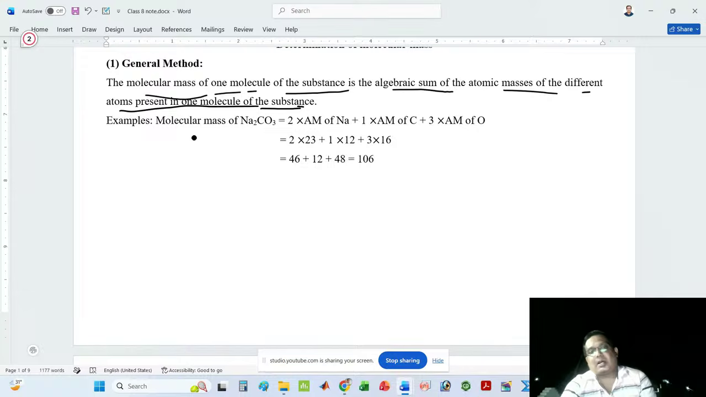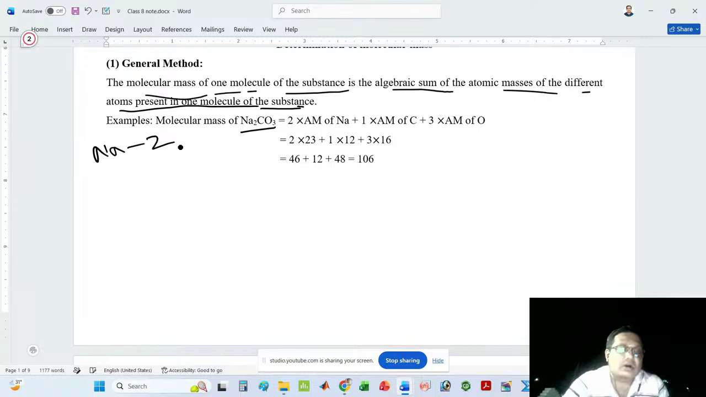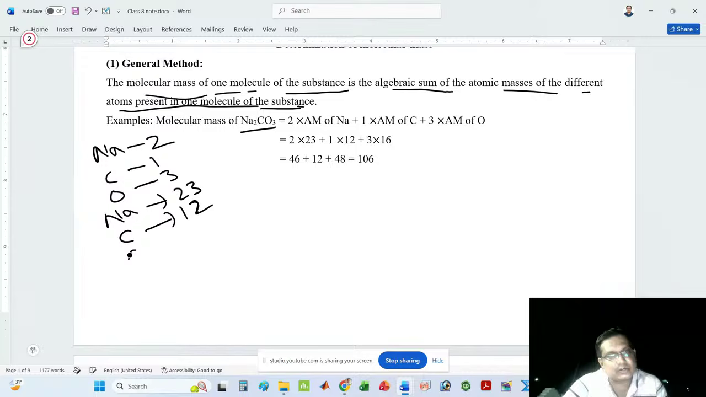Our aim is to find the molecular mass of sodium carbonate. The formula of sodium carbonate is Na2CO3. Here the number of sodium atoms is 2, so 2 sodium atoms are present. One carbon atom is present. 3 oxygen atoms are present. Sodium has an atomic mass of 23. Carbon has an atomic mass of 12. Oxygen has an atomic mass of 16.